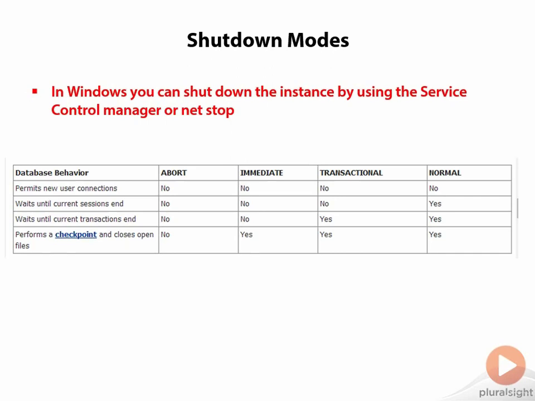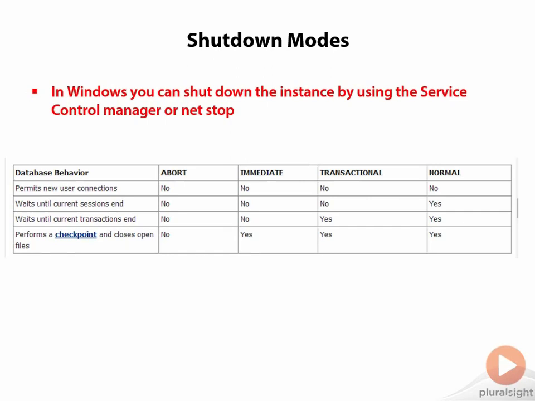If, for instance, you're running on battery power and you know you have a minute left, you may have to do an abort. But transactional is cool because it'll kill current sessions, but it will wait for those transactions to finish. Note that immediate and abort do not do that. The final differentiator: does Oracle perform a checkpoint before it closes open files?